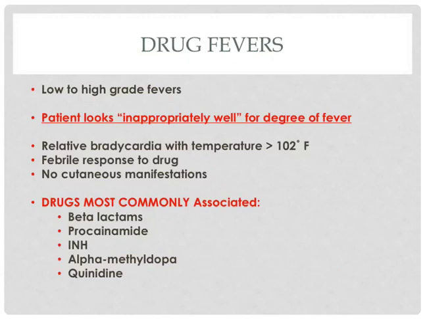Drug fevers are usually low grade or high grade. They can be both. The patient looks inappropriately well for the degree of fever. They have a fever of 102, 103, and they look great. They don't even look like they're having a fever. They can have relative bradycardia with temperature over 102. And what's that sign called? The relative bradycardia with a high fever, Faget's sign.